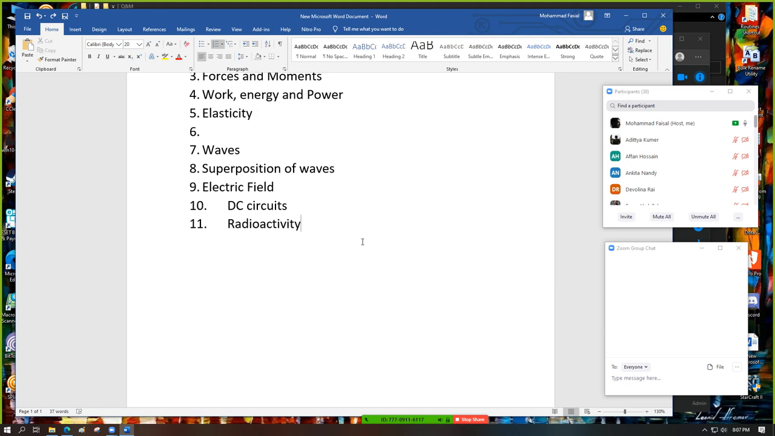So we have three papers, paper 1, paper 2 and paper 3. Paper 1 and paper 2 will both be 1 hour and 15 minutes in duration. However, they have a mark variation. Paper 1 is the MCQ paper where you are going to answer 40 MCQs, 40 marks, and that has to be completed in 1 hour 15 minutes. So you're going to have 75 minutes to answer 40 MCQs.